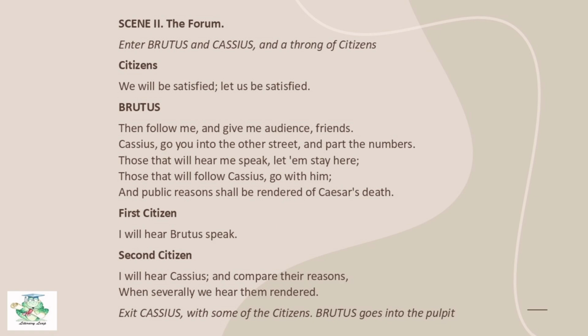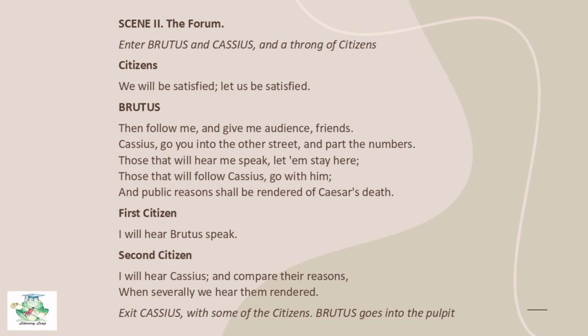So Brutus promises to give a public explanation for Caesar's death, saying he will explain it clearly to the people. Here, "rendered" means to be provided with or to be explained. So Brutus will present his reasons for Caesar's death, or the assassination of Caesar.